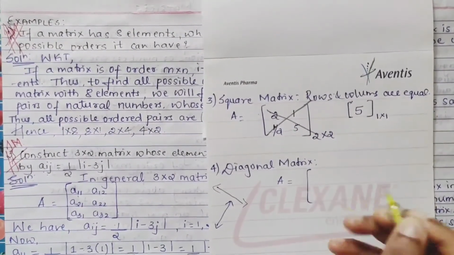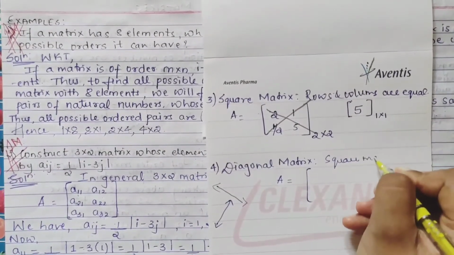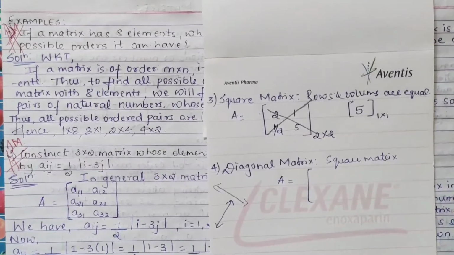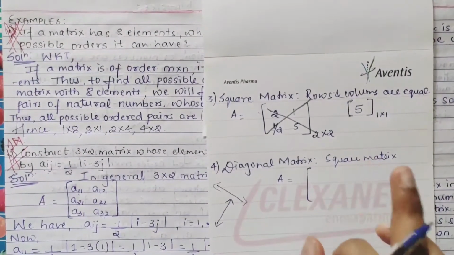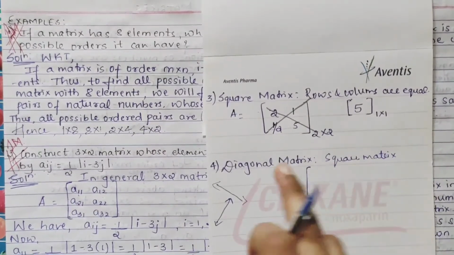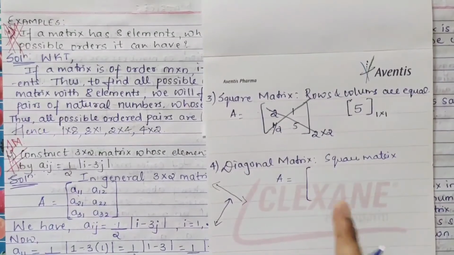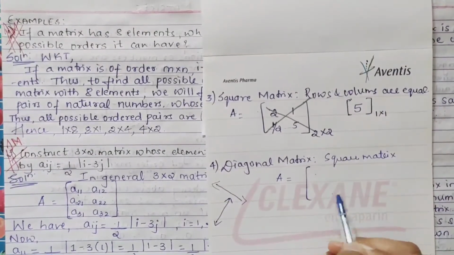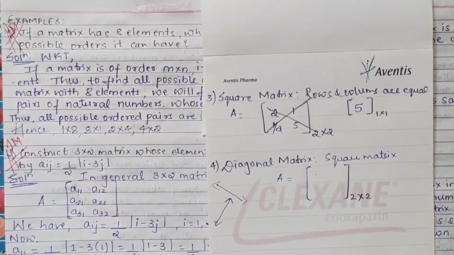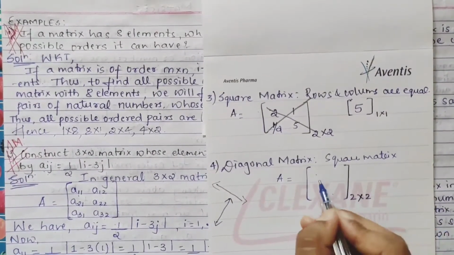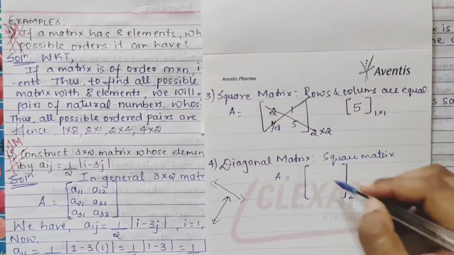Make sure a diagonal matrix should always be a square matrix first. Your diagonal matrix is supposed to be a square matrix. When it is a square matrix, then diagonal matrix applies. And what diagonal matrix tells is that non-diagonal elements should be 0. Now I have constructed a 2 cross 2 order matrix. Now this part is my diagonal. Only this section you have to consider.